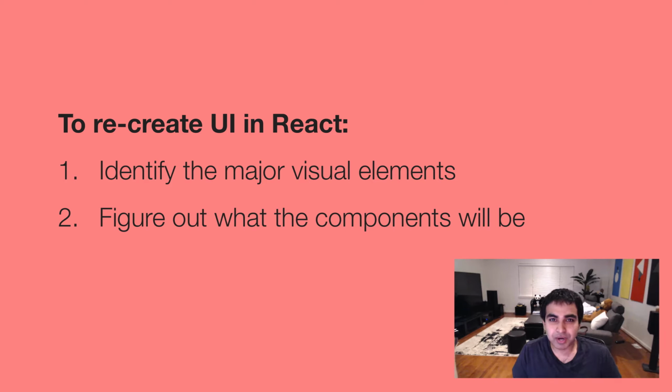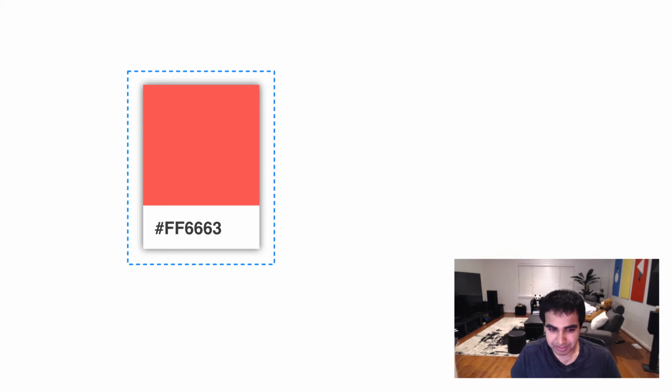Now, to recreate UI in React, the way you do this is actually pretty systematic. There are two steps you should always follow. One step is this. First, identify the major visual elements. And the second step is to figure out what the components will be. Now, these two seem very simple, but like many things of this sort, it's going to be more art than science, but the more you end up using and practicing these steps, the better you will be at identifying which and where to draw the line. And we're going to walk through an example of this right now.